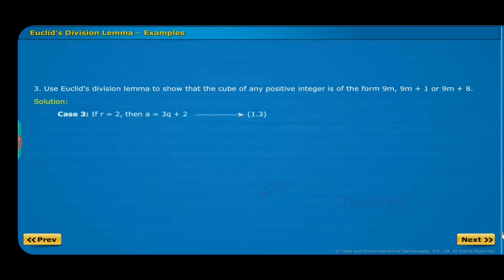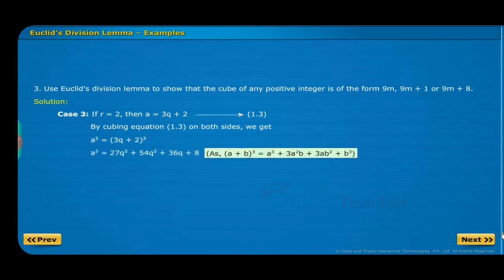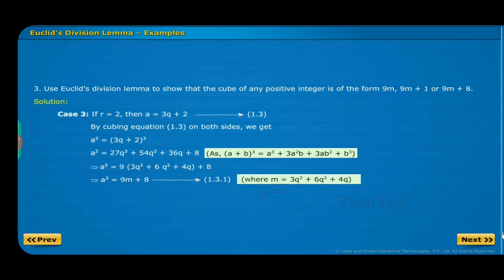Case 3. If r equals 2, then a is equal to 3q plus 2. By cubing equation 1.3 on both sides, we get a cube equal to 3q plus 2 whole cube. As it is in the form of a plus b whole cube, we write it as shown. Now, by further solving, we get a cube is equal to 9m plus 8. Let us represent it as equation 1.3.1, where m is equal to 3q cube plus 6q square plus 4q.